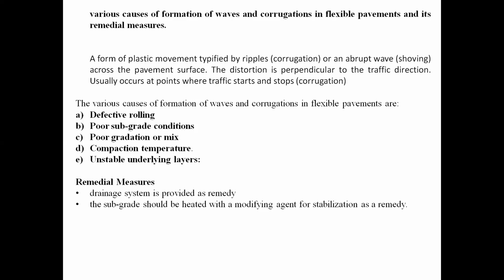The next one is compaction temperature. The viscous state of the bitumen binder depends upon the temperature. A wavy surface is formed during rolling when the bituminous mix during mixing and compaction is at a very high temperature. And the last cause of formation of waves and corrugation is unstable underlying layers. Weak underlying layers also cause the formation of waves.